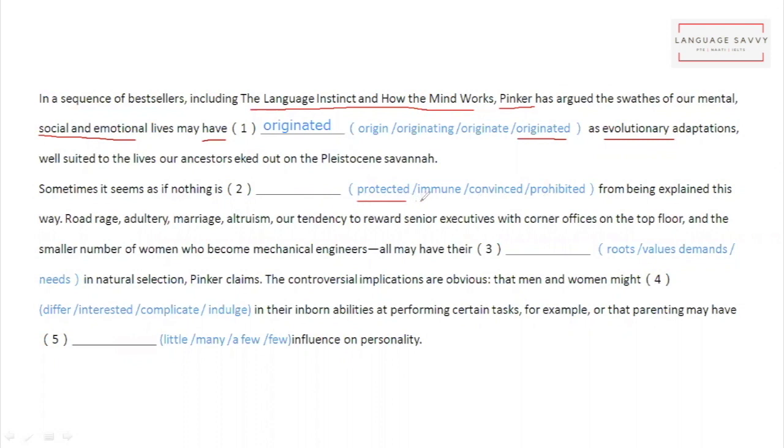Now in this option, we will use a collocation. So first I will explain what collocations are. Now what is a collocation? Collocation is 2 or 3 words or 2 or more words that occur together or that are specifically used together. For example, fast food or take down. So here the correct answer is immune, and the collocation that is being used is to be immune from.